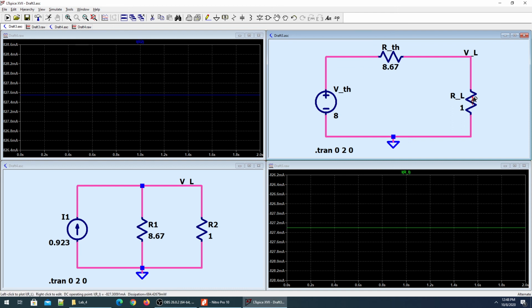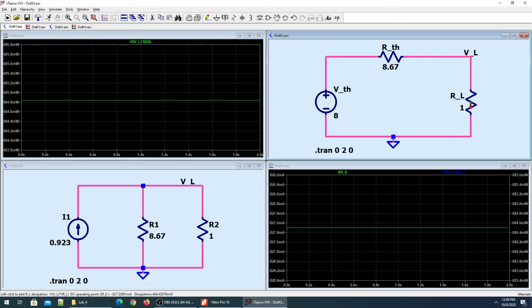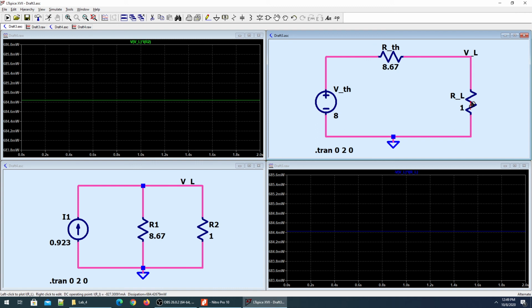while here the current is 827.4 milliamps, somewhere around that point. And finally the power is 684.8, and for this 684.4 milliwatts. Okay, and with that we conclude the lab session.